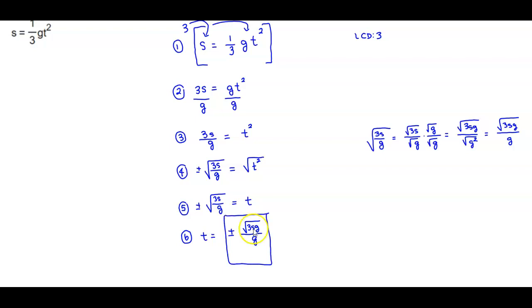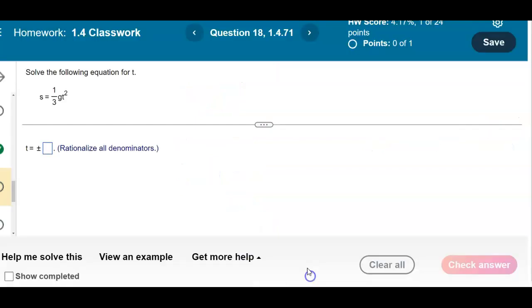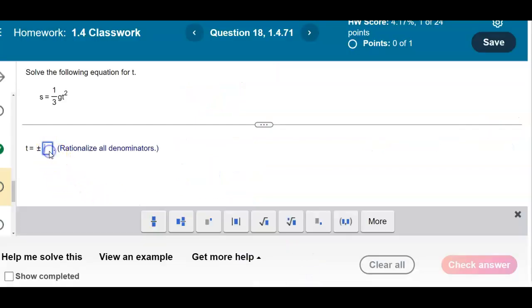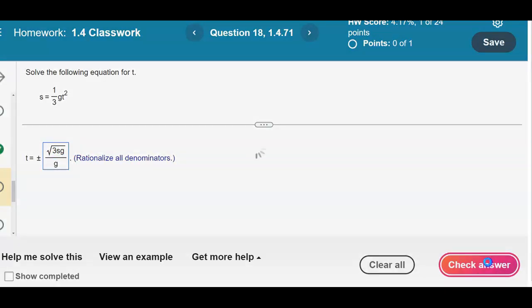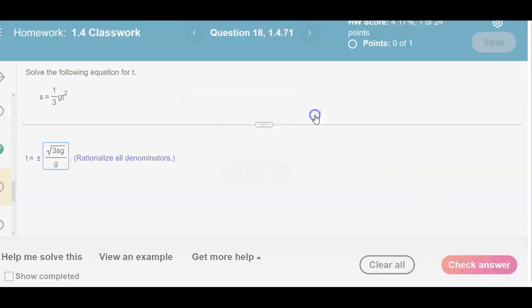So let's go ahead and put that in there. So first thing is that there's already a plus or minus. So we can put our fraction. We have our square root of 3 lowercase s lowercase g. Divide that by lowercase g. And there is our result.